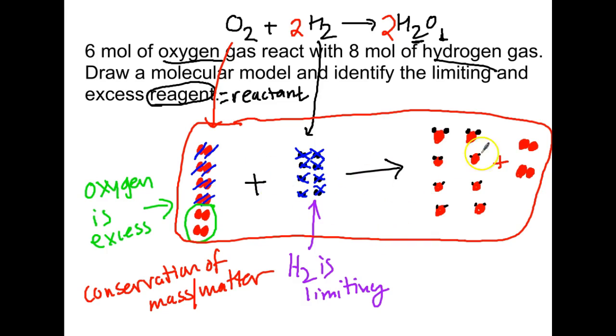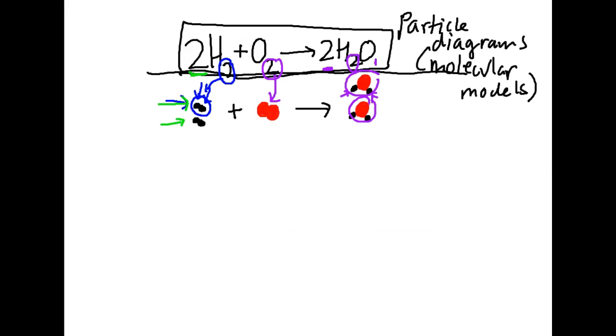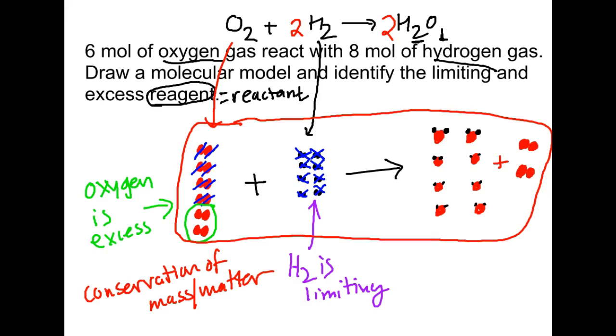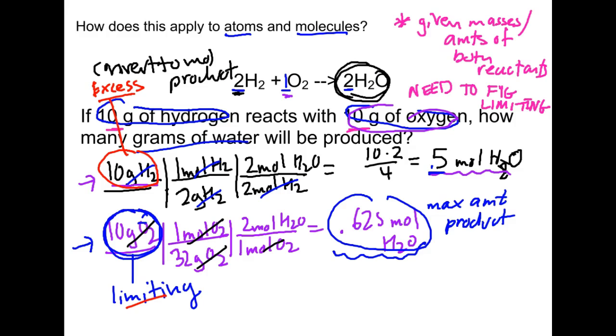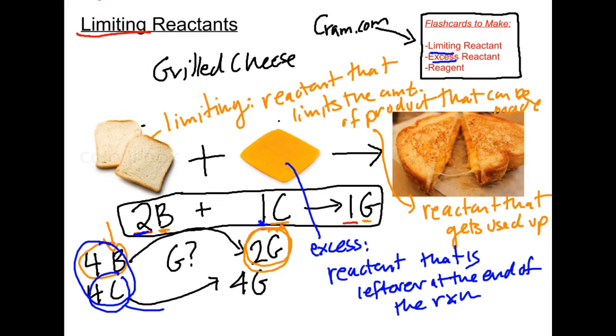So we'll play around with diagrams like this in practice. What you need to feel comfortable with is identifying the limiting or excess reagent or reactant from diagrams like this, knowing what limiting, excess, and reagent mean, and also if you're given an actual stoichiometry problem, how to identify the limiting and excess reactant by doing the math. So we'll get practice with that in class. Otherwise, that is it for limiting reactants.